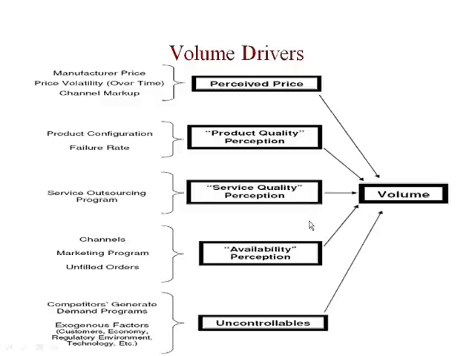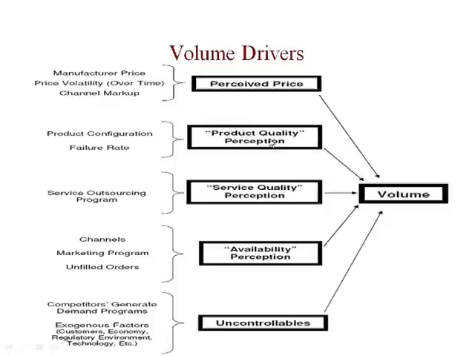Now the volume, which is a key driver for your net income, itself is influenced by several factors. It's influenced by the perceived price, which is first of all the actual price that you have established in channel 1 and channel 2, but also the price volatility. So if you keep on changing prices every round, it creates a perception about the price, maybe a favorable one or an unfavorable one. But overall, that perception will have an influence on the volume.